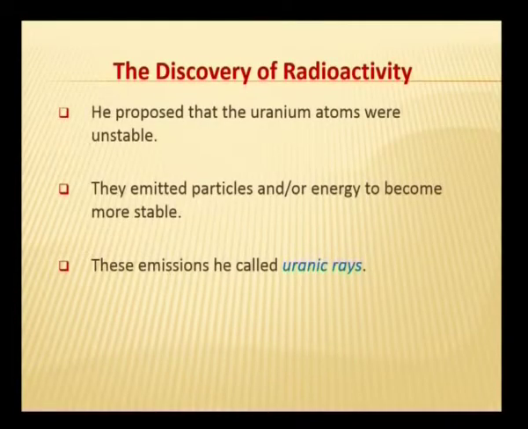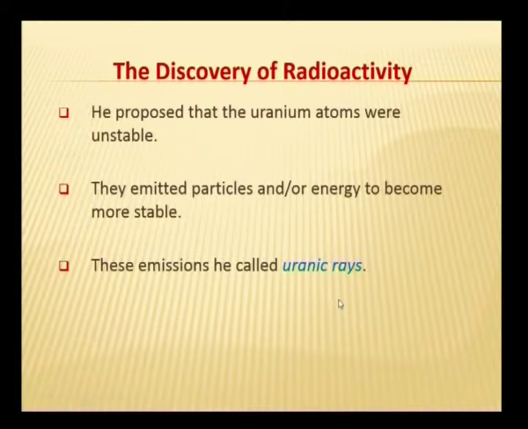So, the radioactivity is a phenomenon due to the changes which are taking place inside the nucleus, not outside. We have been discussing electrons which are outside the nucleus, but the radioactivity, both natural and artificial, are mainly nuclear processes. He proposed that the uranium atoms were unstable. They emitted particles or energy to become more stable. Until they become stable, they keep on emitting the particles as well as energy, meaning the gamma radiation.